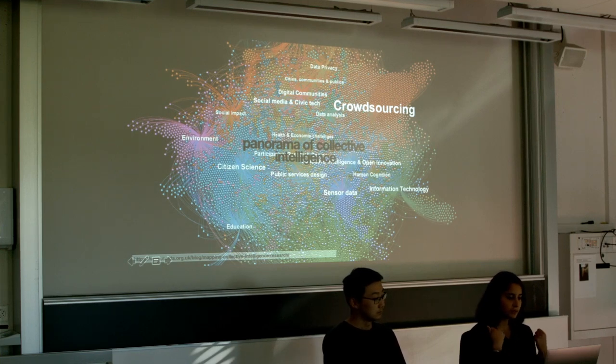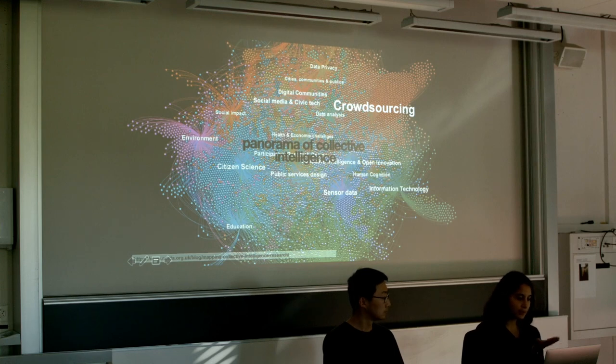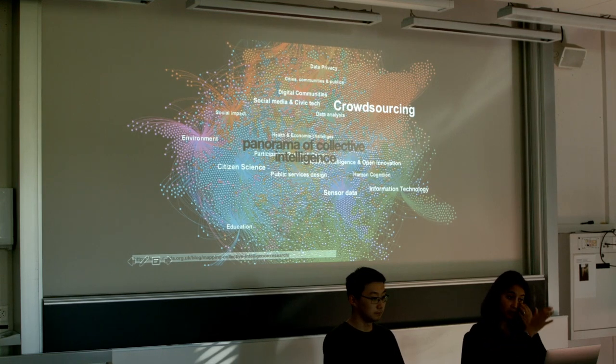What we're seeing on the screen are these keywords: crowdsourcing, sensor data, citizen science, and so on. The machine doesn't know what they are, but it knows that there is a repetition and that they are commonly used in these fields.